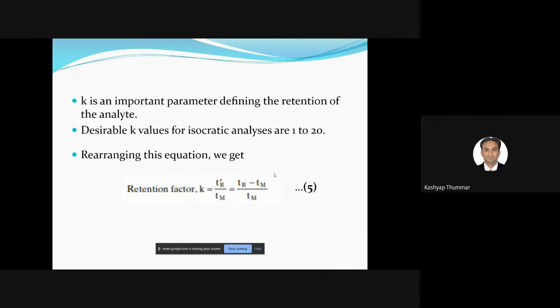The retention factor, we define, is a ratio of solute residing in the stationary phase and mobile phase. But what is the value of that? The value is in between 1 to 20. When you get the retention factor, your value should be 1 to 20. By equation, K is equal to (Tr minus Tm) upon Tm. Tr is the retention time, and Tm is the adjusted retention time.